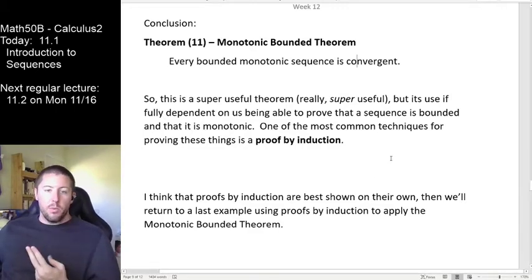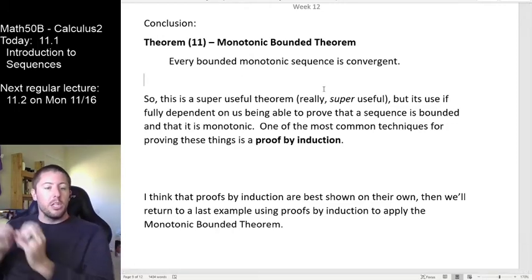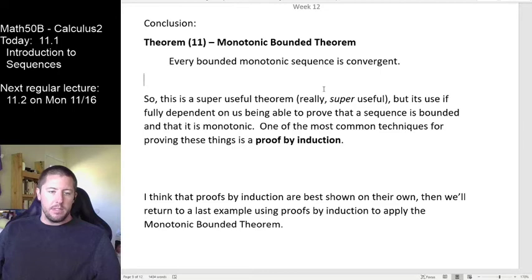Then we're going to come back and do an example of proving something using the monotonic bounded theorem. We're going to prove that a sequence is convergent. We're going to do it by proving that the sequence is bounded and proving that the sequence is monotonic. Both of those proofs are going to require their own proof by induction, and then we'll be able to conclude that it is a convergent sequence.